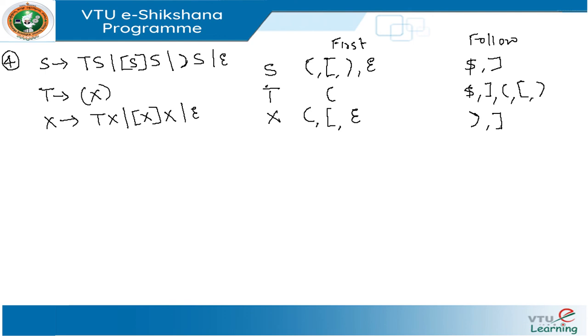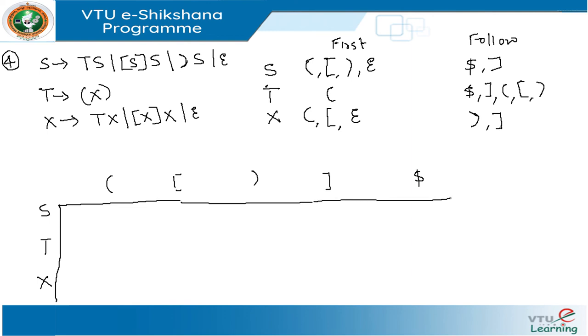So now let us construct the parsing table. The parsing table contains the non-terminals row wise, so S, T and X. Now let us write the terminal symbols column wise. So opening parenthesis, opening square bracket, closing parenthesis, closing square bracket and dollar. Now we need to consider the first set symbols and make an entry.